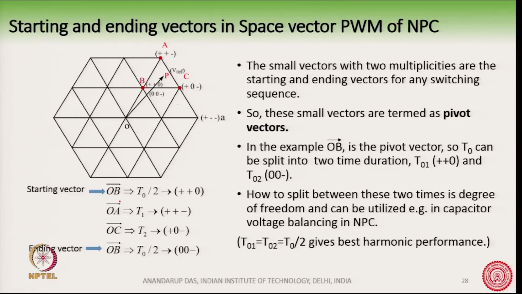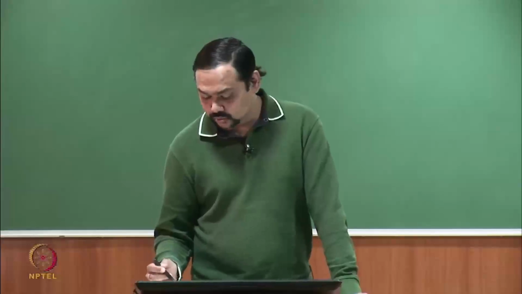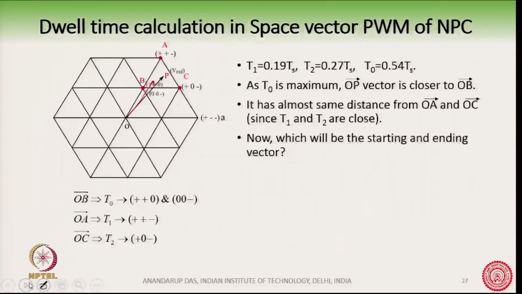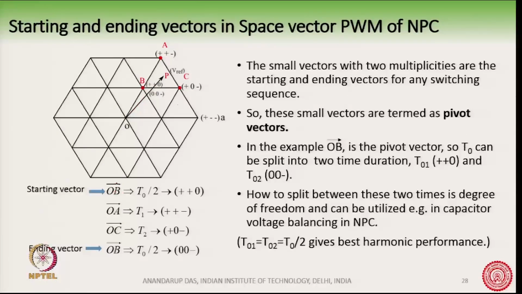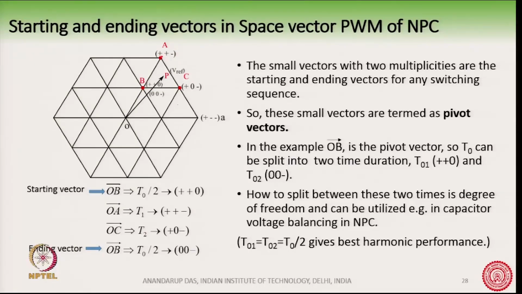We start with the OB vector, as I have already explained, but again after 2 slides it is shown. So, we start with the OB vector and then go to OA, OC, and we take this route of switching the vectors. So, OB vector, then OA, then OC and again OB. This vector is the starting, then we switch this vector for T1 duration, then this vector for T2 duration, and again the T0 by 2 vector, this one.